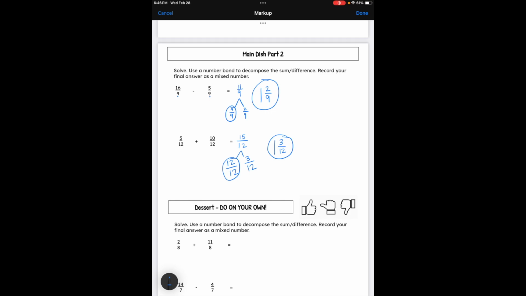All right, you should be able to do your dessert. The hardest part is just making sure you know if you're adding or subtracting. Good luck.